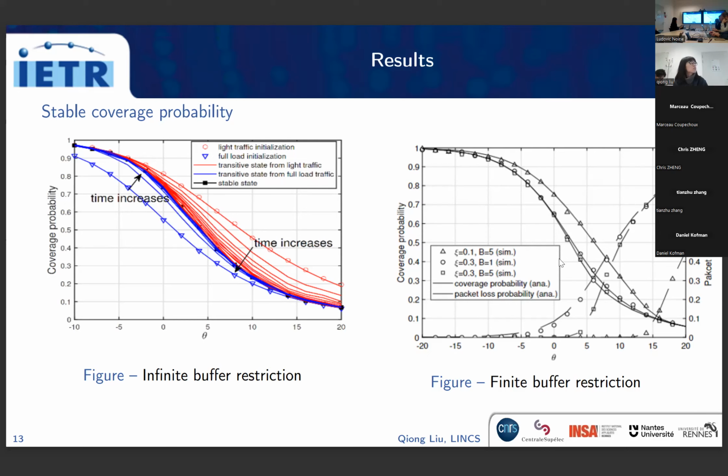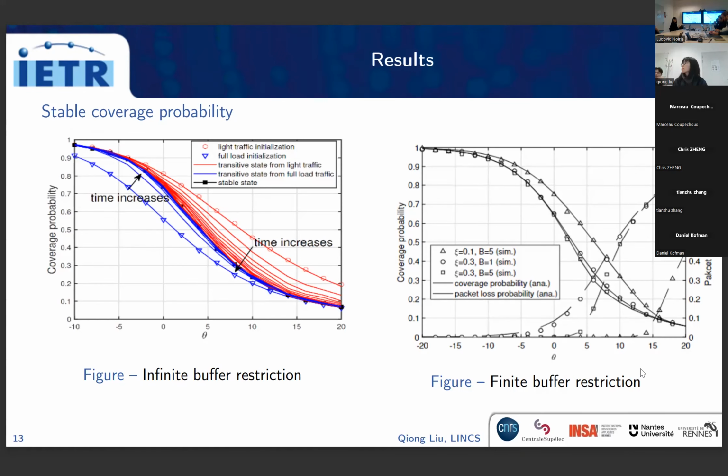In the right curve, I plot the coverage probability and the packet loss probability depending on the SNR threshold, the buffer restriction, and the traffic arrival intensity. The coverage probability is decreasing when the SNR threshold is increasing, and correspondingly the packet loss probability will increase if we increase the SNR threshold. Here, each coverage probability corresponds to a packet loss probability.